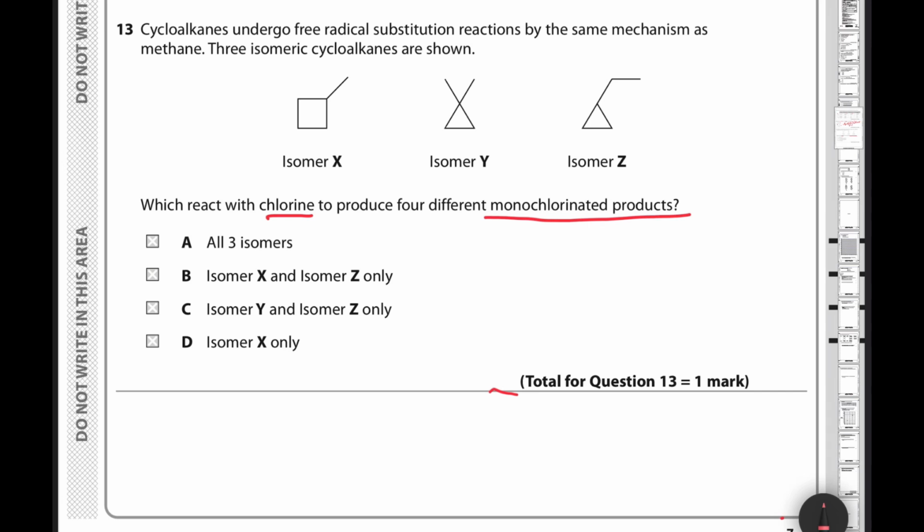So if you see isomer X, this and this can be replaced by chlorine. Isomer Y, this and this can be replaced by chlorine. And Z, these 4 can basically be replaced by the chlorine to form the monochlorinated product. So my answer is B.